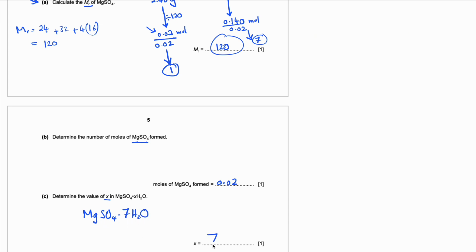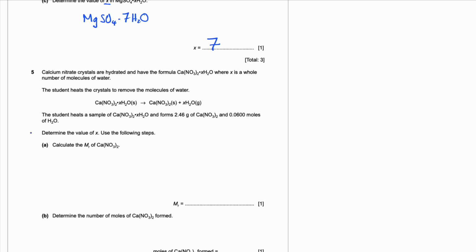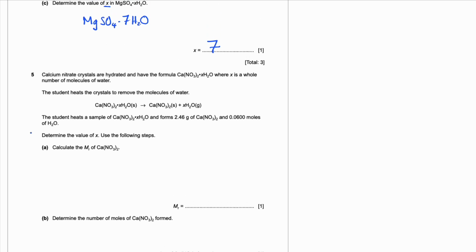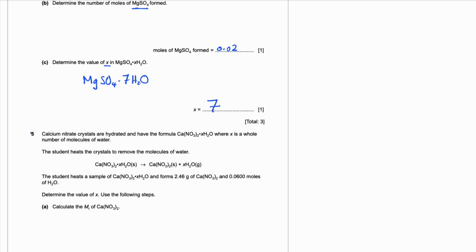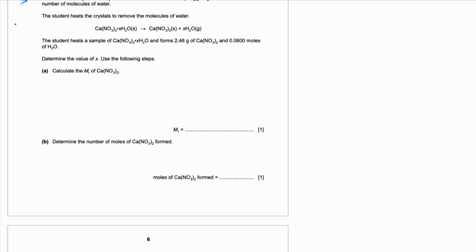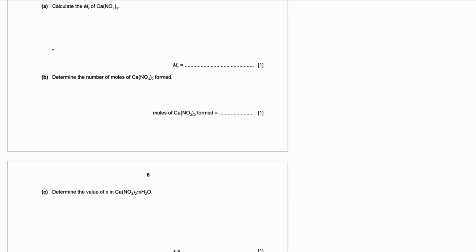So X is 7. The next question is also a hydrated salt question, and you're going to follow the exact same process. I'm going to leave that question for you, and to download the file, just send me an email. I'm going to send you the whole file, so you may practice that question by yourself, and it's exactly the same process that I did before. Also, I'm going to send you the mark scheme of it, so you may check your answers.